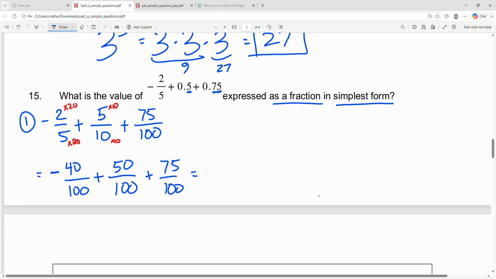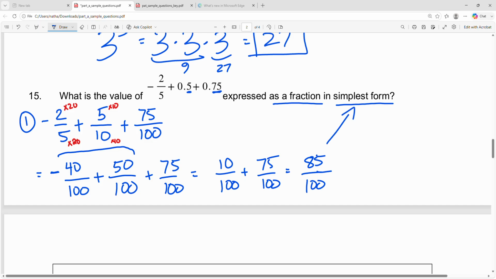We have -40 plus 50, opposite signs, so we have to take the difference. It's 10. And since 50 is bigger, it would be positive 10. So we're going to get 10 over 100 from this first bit here. And then we're going to add our 75 to that. So we get 10 plus 75 is 85. Great, we have a final answer. It's a fraction, but it's not yet in its simplest form.